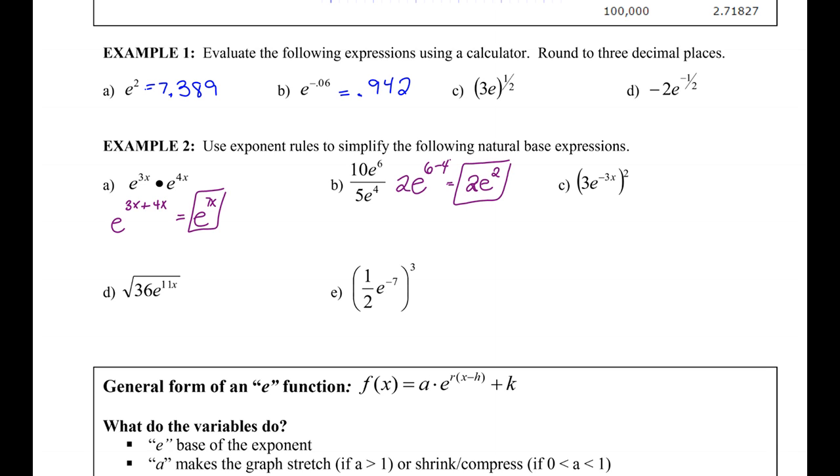The last one we are going to do together is c. In order to simplify this, I'm going to make sure that the 2 attaches itself to both terms inside the parentheses. So I get 3 squared times e to negative 3x times 2, which gives me 9e to the power of negative 6x. And because we don't like negative exponents, we're going to move e to the 6x power to the denominator.